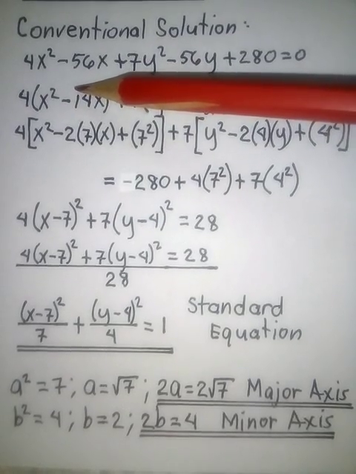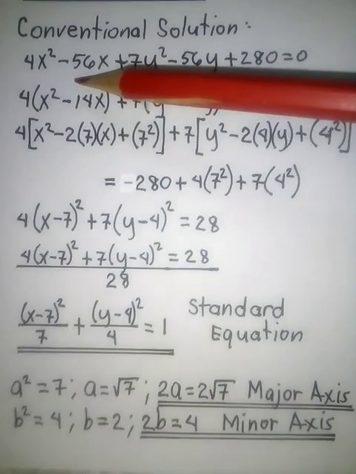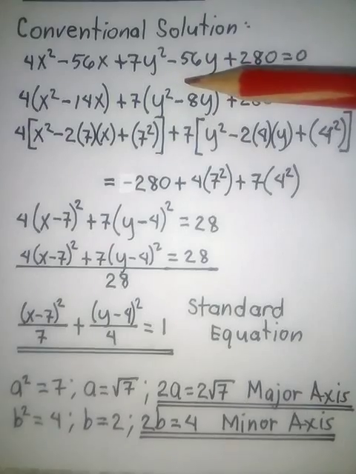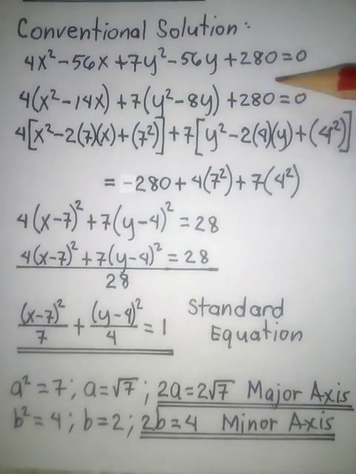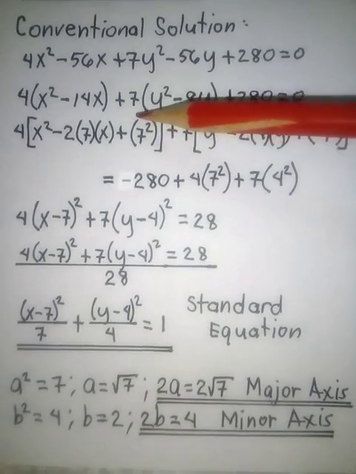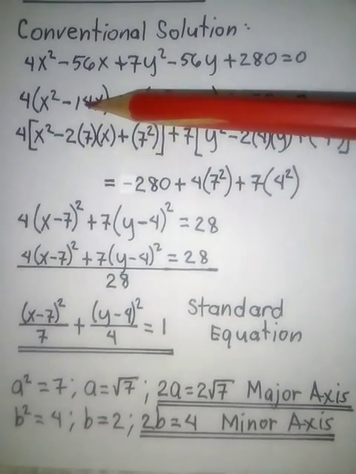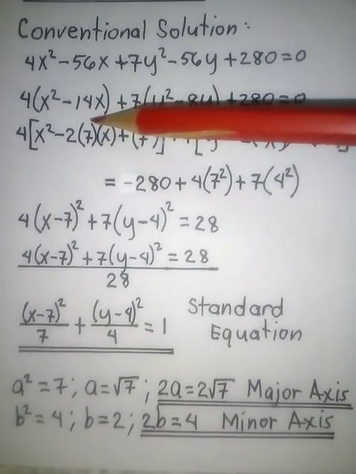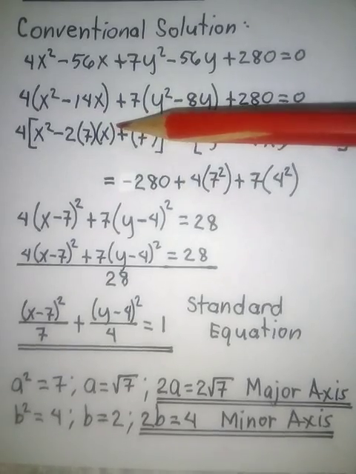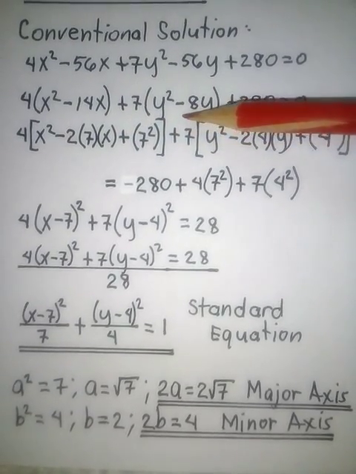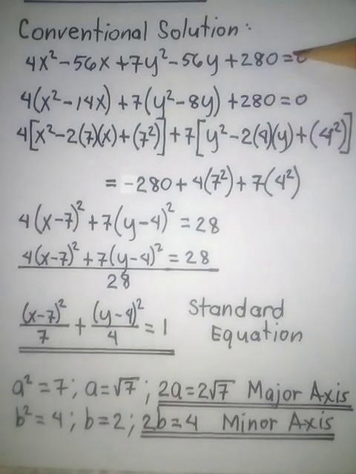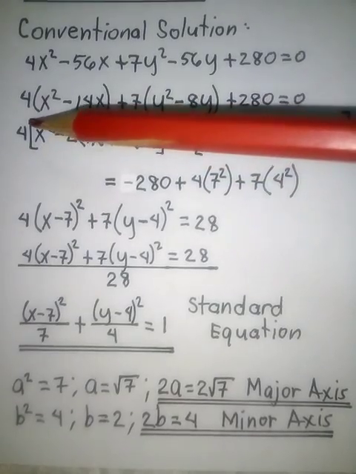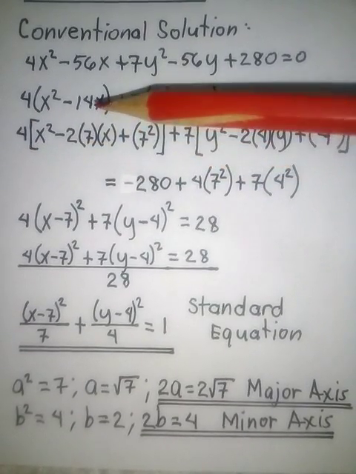So, let us factor out 4. So, we will get 4 bracket x squared minus 14x quantity plus 7 multiplied by y squared minus 8y plus the constant 280 is equal to 0. Let us factor out 2, so 14 is equal to 2 times 7 multiplied by x. So, we have here x squared and then x. We have 7, so we must add 7 squared here to make this a perfect trinomial square.